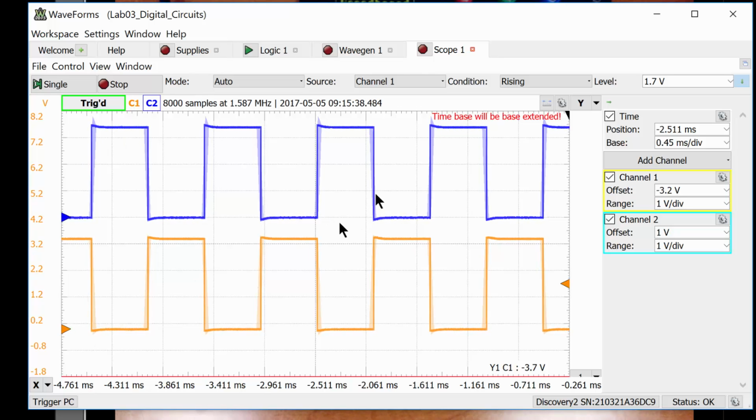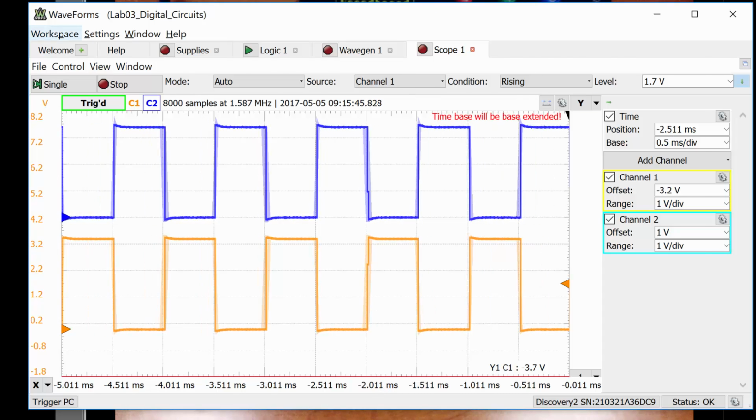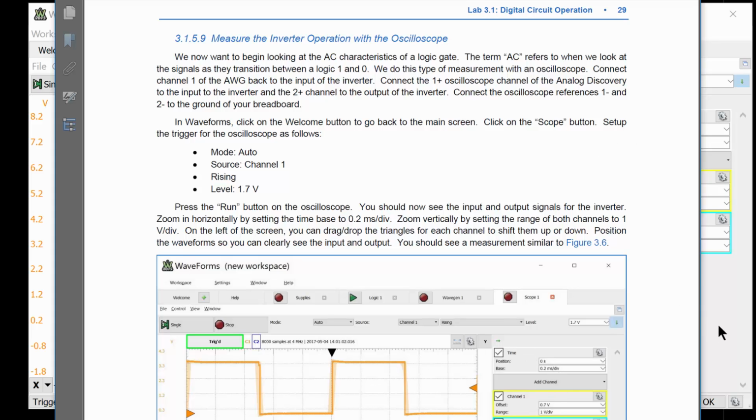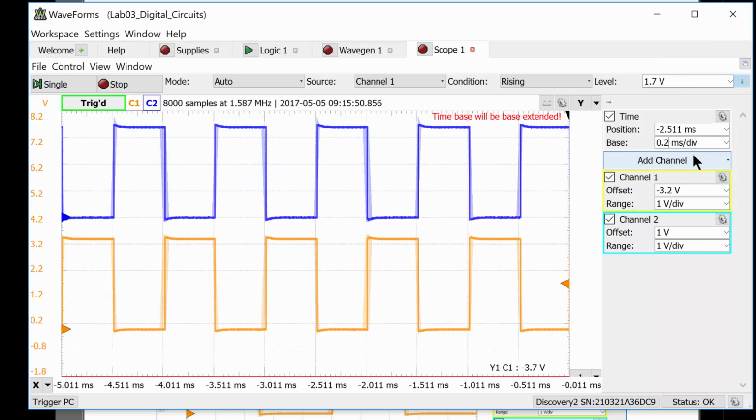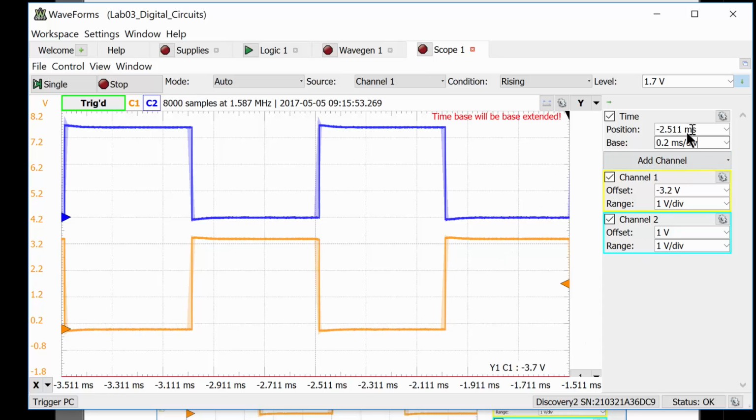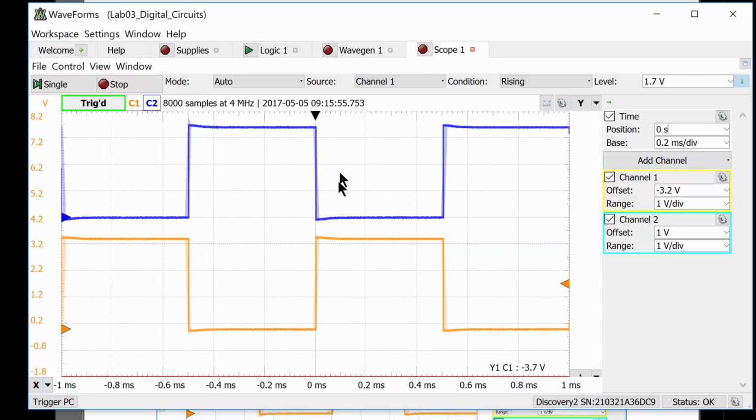For time, you can go to, I don't know, 0.5. Let's see, for my screen, I had about 0.2 milliseconds. So go ahead and do 0.2 milliseconds, and then put the position back at 0, and there you have it. You now have an analog measurement of the inverter, and it looks very similar to the logic analyzer because we're zoomed way out, but you can see that the input comes along and it goes up, and then the output is already up and it goes down, and it's an inverter. So this is great. This is just an analog view of it, even though we're zoomed way out.